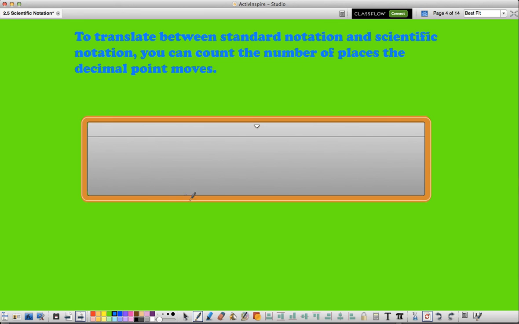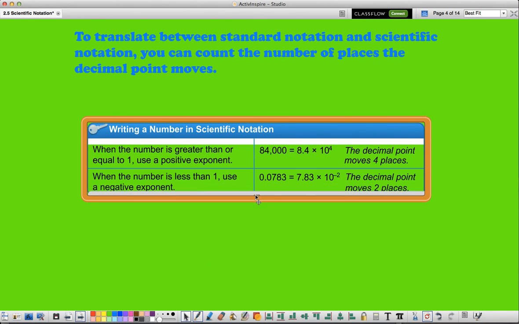All right, so to translate between standard notation and scientific notation, like we said, we have to count the number of decimal places. When the number is greater than or equal to 1, we use a positive exponent. So in this case, because 84,000 is greater than 1, my exponent is positive. When my number is less than 1, my exponent is going to be negative. And we've talked about this before.